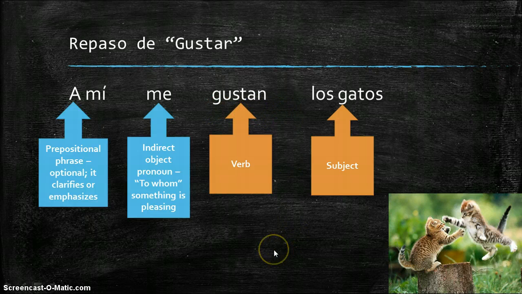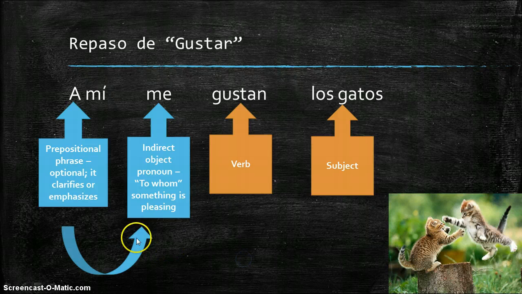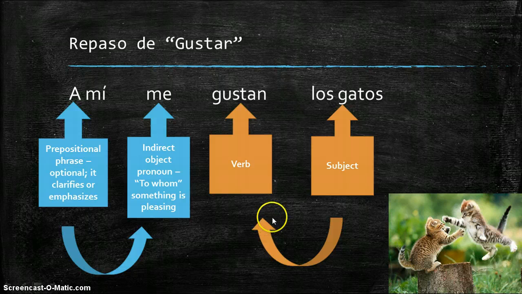I also would like to remind you that although we have these four elements, there are two sections of each sentence that uses gustar, and these sections have to match. We have the prepositional phrase. If we have one, it will match the indirect object pronoun, a mí, me. And the subject and verb have to match. Subjects of the sentence will always tell you how the verb should be conjugated. Los gatos is plural, so gustan is plural.